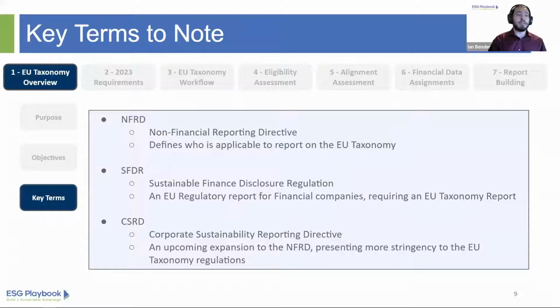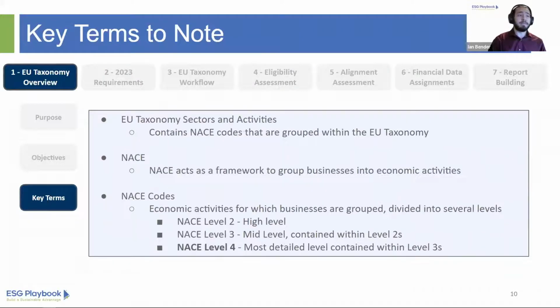Another set of key terms is towards the assessment side. The assessments involved in the EU taxonomy are defined by sectors and activities. The sectors are EU taxonomy defined and contain groups of EU taxonomy activities. But within each set of activities, there is a list of mapped NACE codes, where NACE acts as a framework to group businesses into these economic activities, and it's entirely a different classification system.